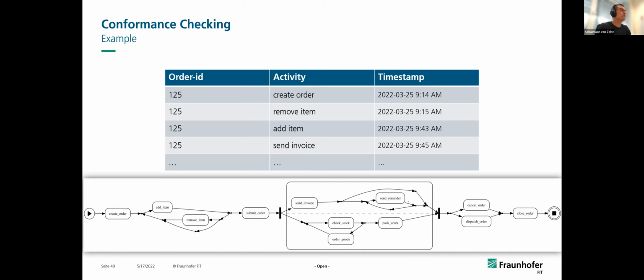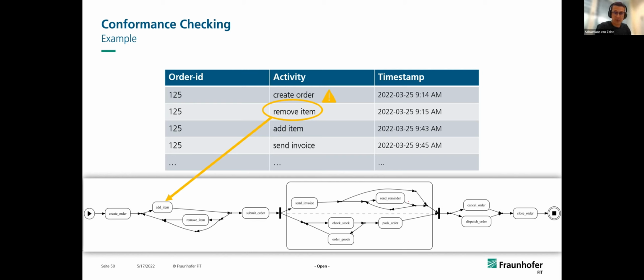For example, we observe that after creation of an order, the next thing that happens is the removal of an item. But according to the model, this is not possible because we should have first seen an addition of the item. And in fact, we observe that something is simply missing because after this, a removal of an item is added, and that's still not possible.